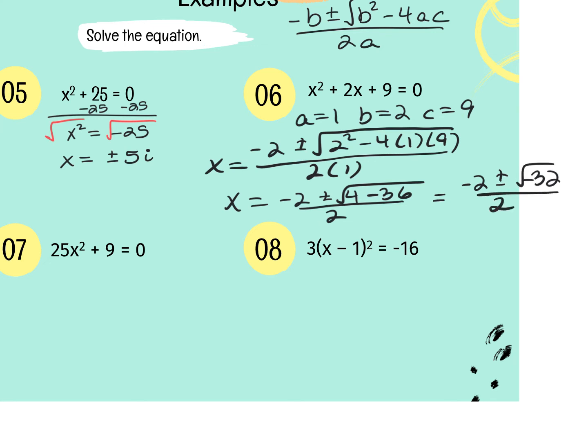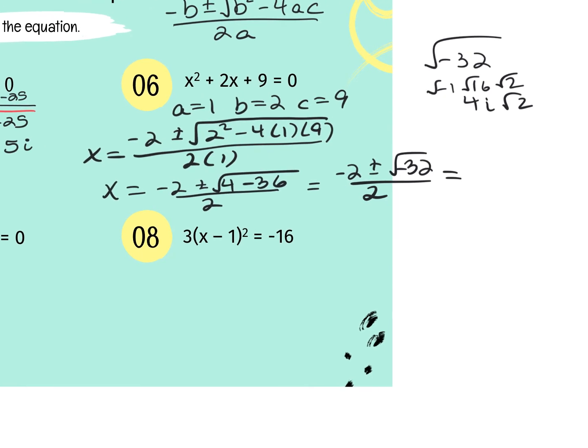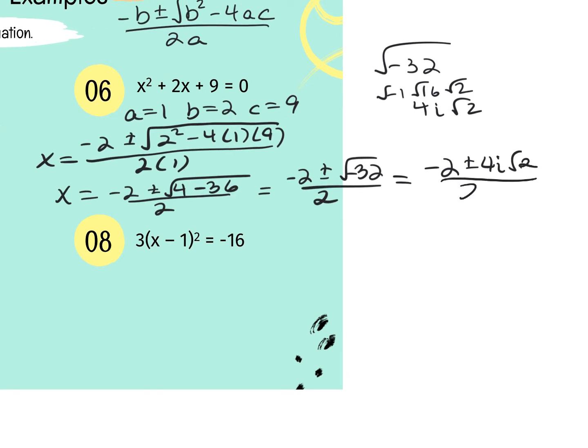Now, do not be tempted to simplify those 2's right now. Simplify the radical first. So I'm going to break down the 32. You can either choose to go ahead and do it as 16 times 2, 4 times 8. It doesn't matter. I can do 16 times 2. So this becomes 4i radical 2. So once it's simplified, I get negative 2 plus or minus 4i square root 2 divided by 2.